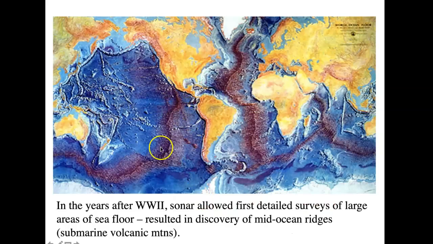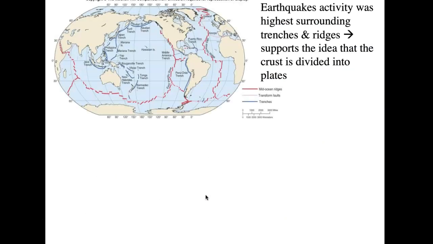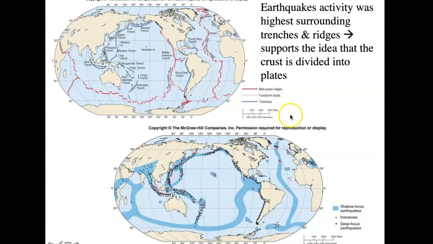And so scientists started to look at this and say, hey, what's really going on at these underwater features? What we found was that earthquake activity was highest surrounding our deep oceanic trenches and our ridges. This happened to support the idea that the crust is divided up into these major plates, and we can see that here. Not only did earthquake activity follow that same pattern, but volcanic activity seemed to follow this pattern too.